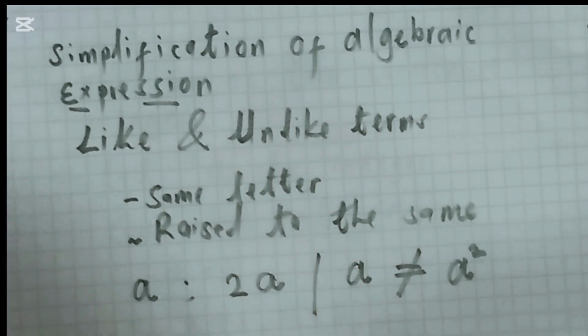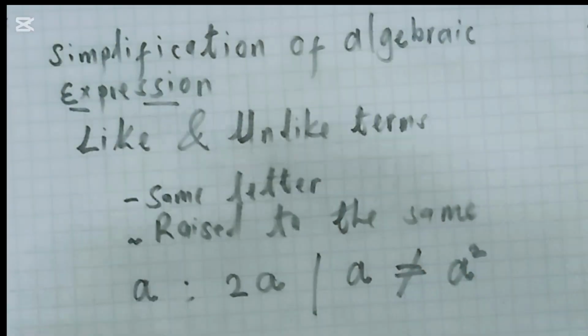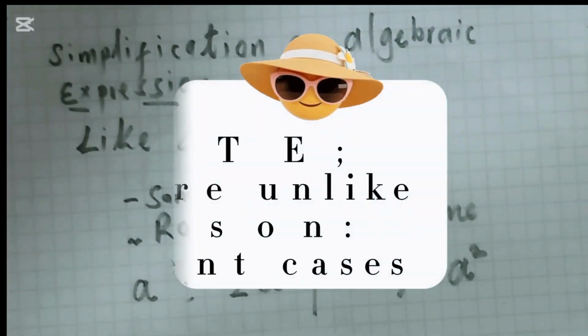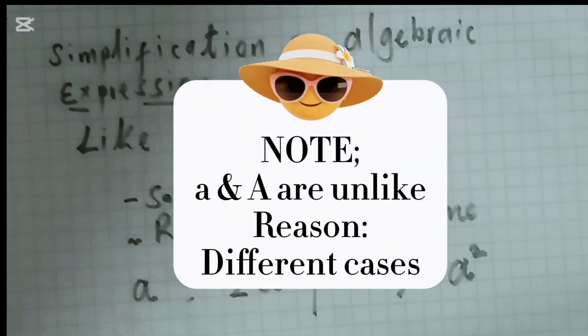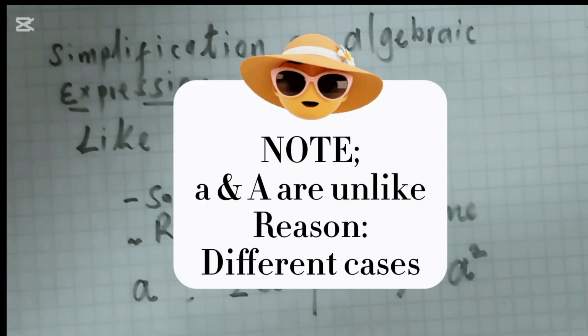Why? Because we have A raised to 1 and A raised to 2. Remember, for it to qualify to be like terms, other than being of the same letter, both must have the same index. So that's it with like and unlike terms. Let's go ahead and handle an example from that so that you have a proper understanding of what we're talking about.